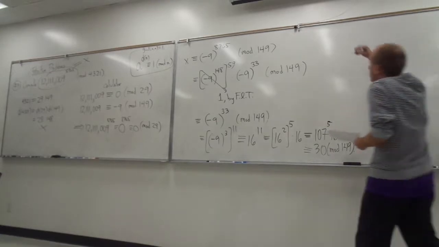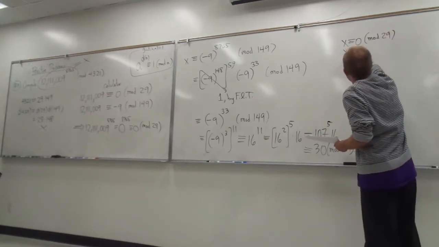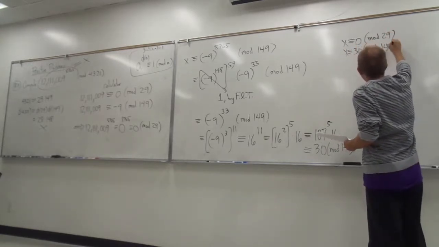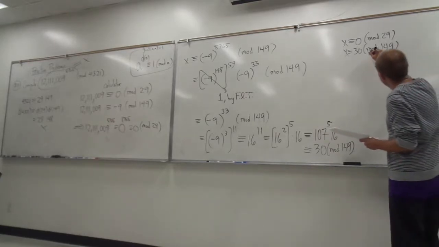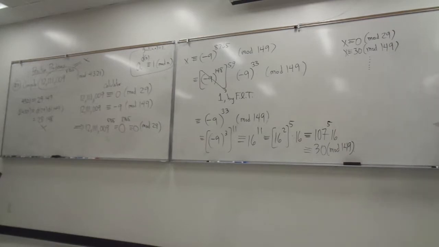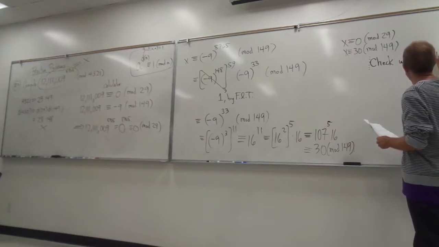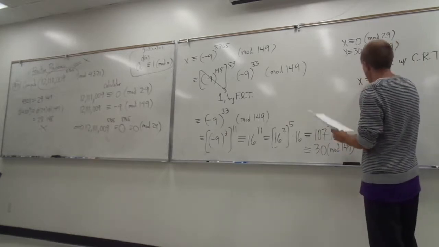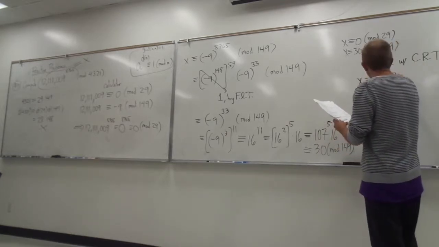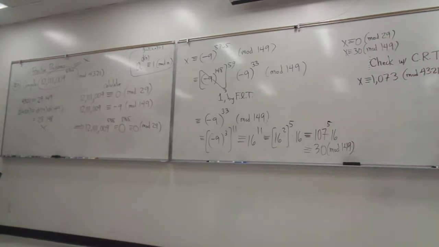So x is congruent to 0 mod 29, and x is congruent to 30 modulo 149. And now you have a Chinese remainder theorem application that you can do. And I think I'll just put dot, dot, dot here. Okay, so you can check on your own with the CRT. Check that with the CRT, that's going to come out to x congruent to 1073 modulo 4329. Okay?